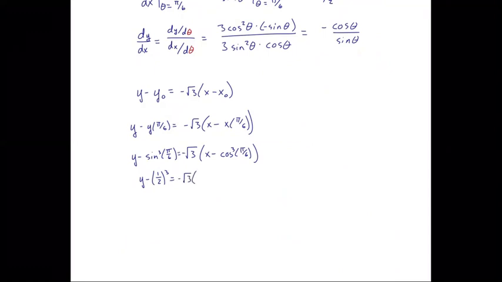And this is x minus root 3 over 2, cubed. So this is y minus 1/8 is equal to negative root 3 times x minus root 3 over 2, cubed. The square root of 3 cubed is 3 to the 3 halves, or we could write 3 root 3 if we wanted to. Either way is fine, over 8.